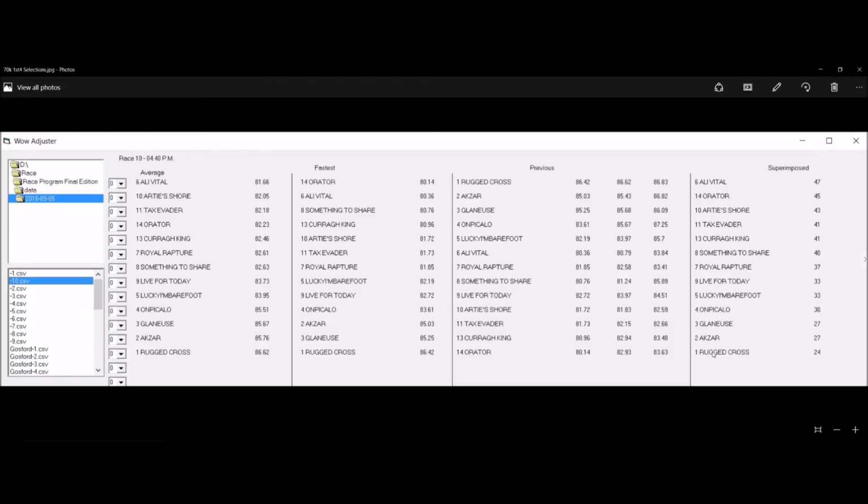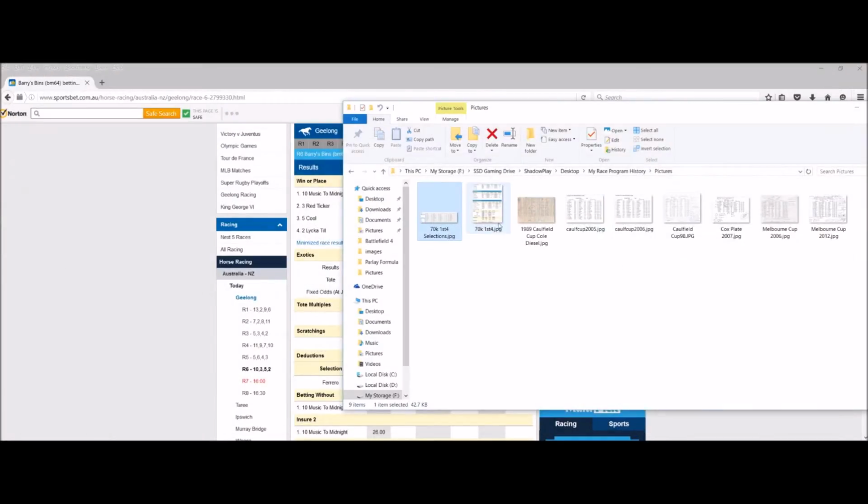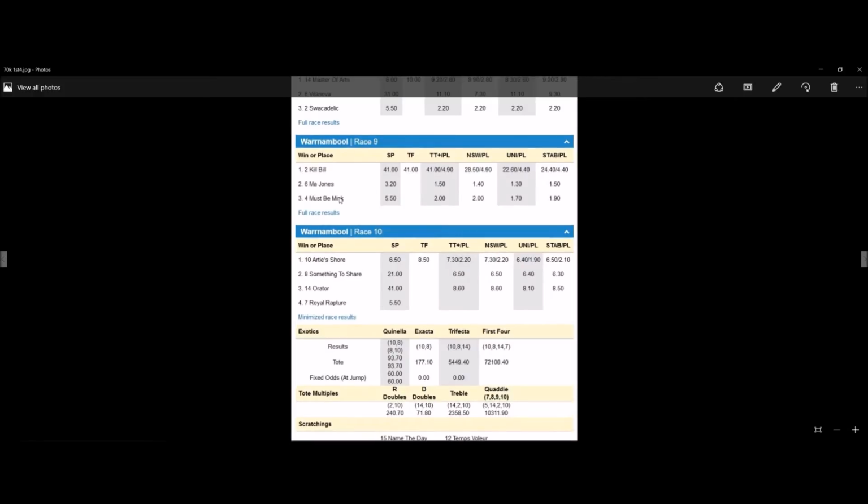Anyway, this particular first 4 got picked. I can't remember in how many, but I think it was in the first 6. And that paid, where is it? There it is there. That paid $72,000, that first 4. Not to mention the trifecta, what it paid. But there's another example.